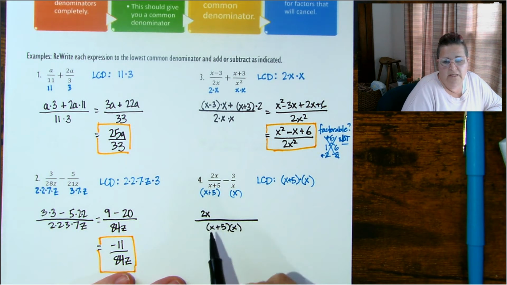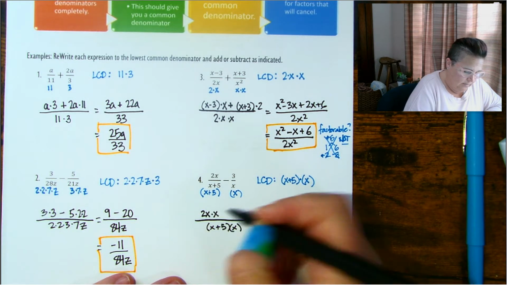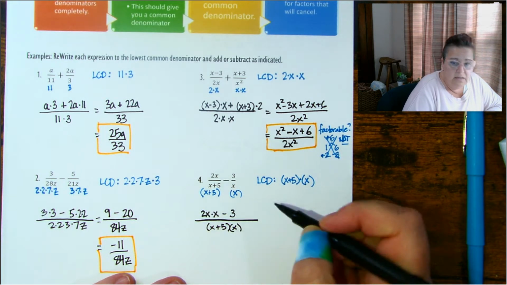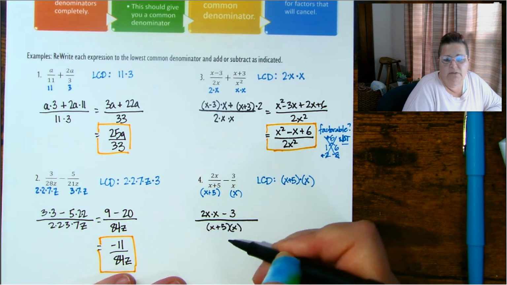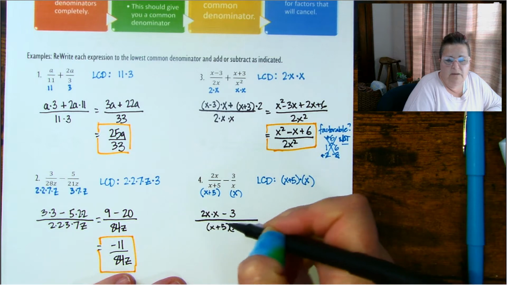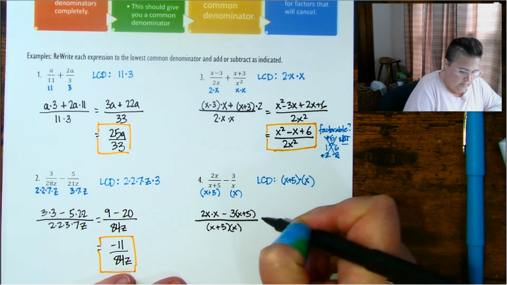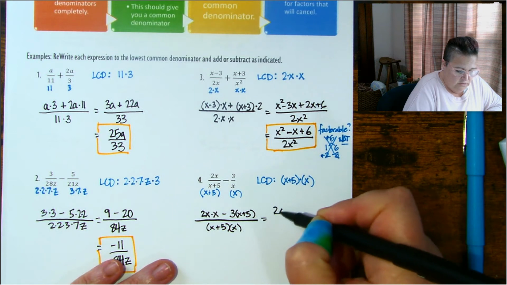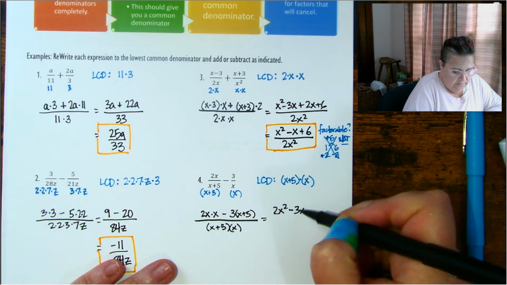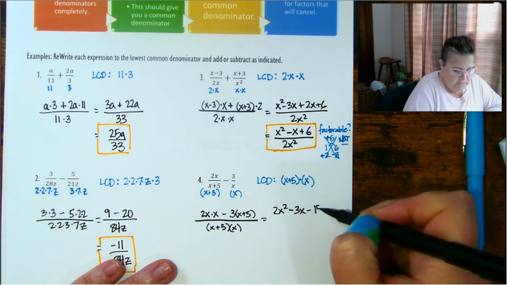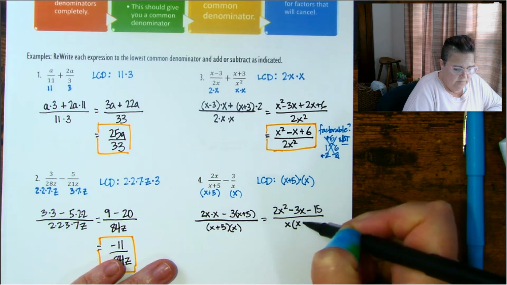It was already over the x plus 5, so to build it, I will need to multiply this by x. Minus 3. The 3 was already over x, so to build it to an equivalent term, I will need to multiply this 3 by x plus 5. This is going to give me a 2x squared minus 3x minus 15 over, I'm going to write it as x plus 5.